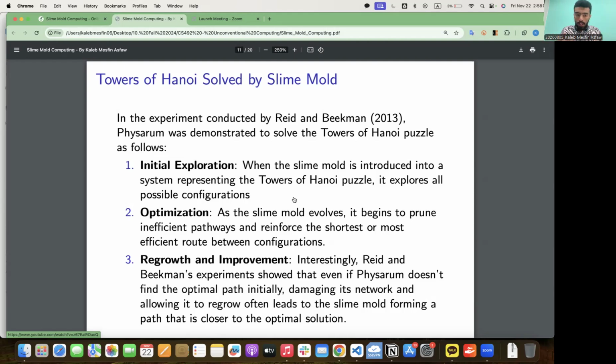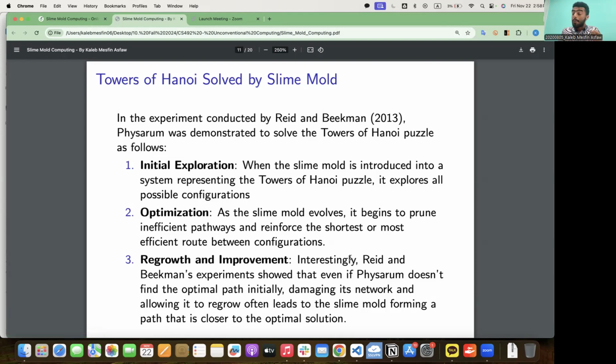I would like to be clear here that the nodes of the planar graph are simulated by oat flakes and a couple of slime molds in different locations. So the nodes of the planar graph correspond to oat flakes, and the slime mold distributes itself, connects all the possible nodes, and then prunes the inefficient pathways, creating a network which spans the optimal solution of that directed planar graph, which is the solution for this Towers of Hanoi problem.